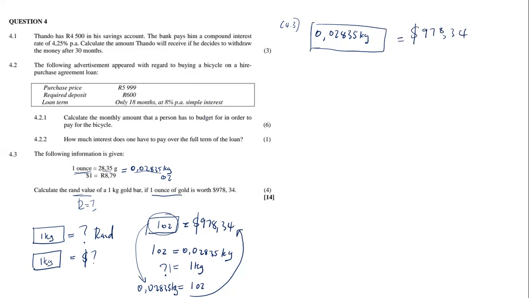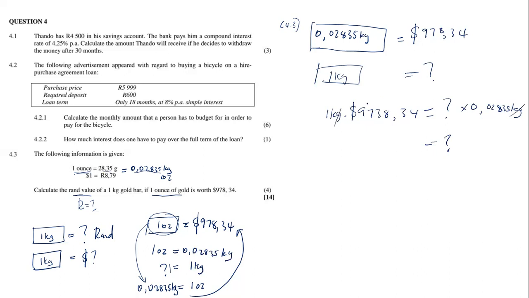Now let us determine what 1 kg costs in dollars. So we use this again. 1 kg is equal to how many dollars? We want to know that. So we cross multiply: 1 kg multiplied by US dollars 978.34, and this multiplied by that is that multiplied by 0.02835 kg. To determine our question mark, we divide both sides by 0.02835 kg. Kg will cancel kg, and we are left with dollars.